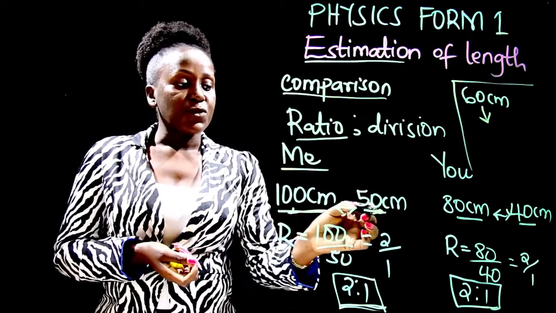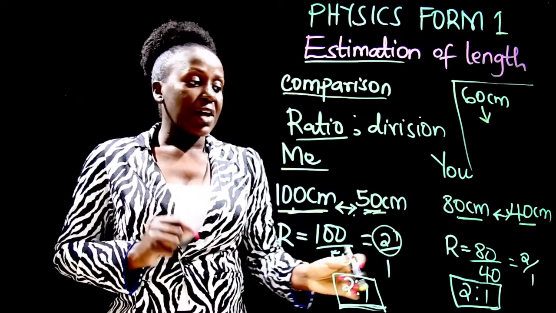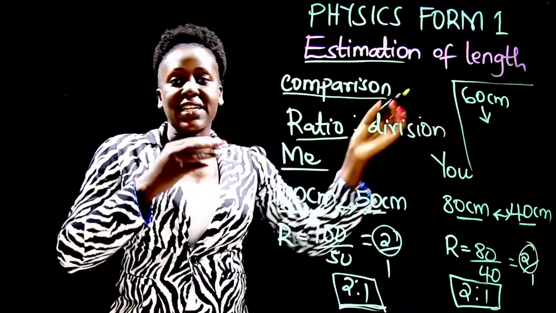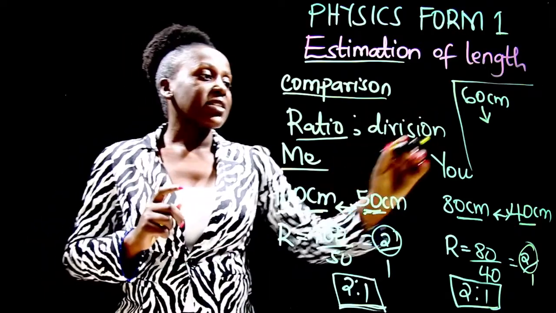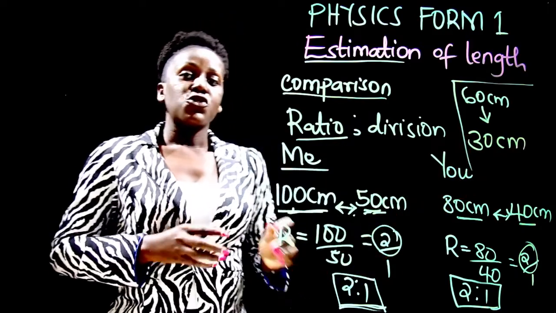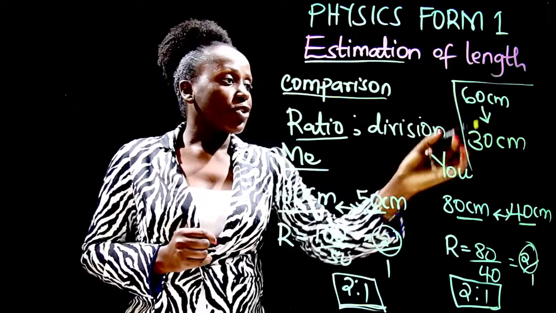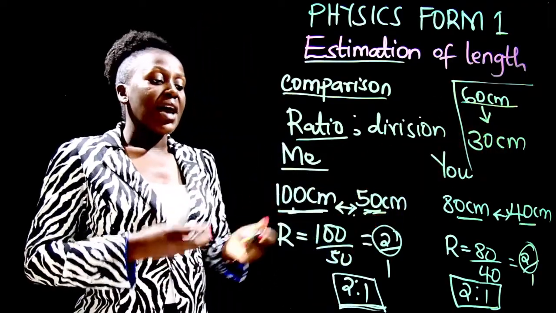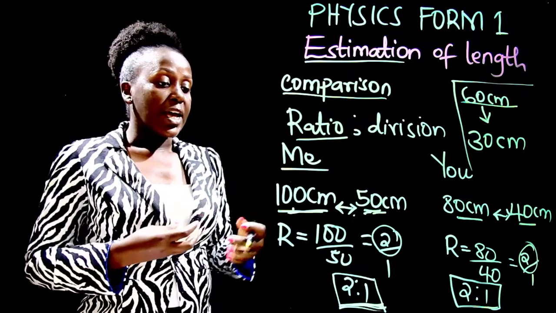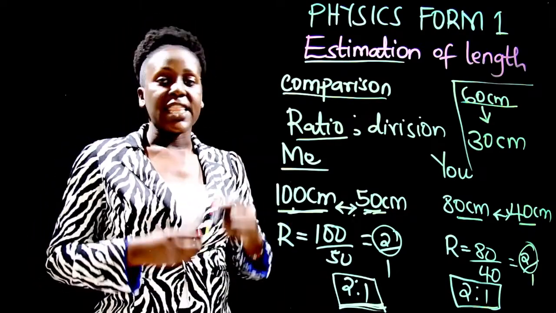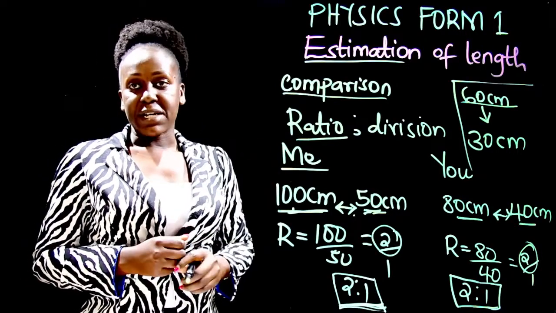So you realize there is a pattern. From 100 centimeters to 50, we divide by 2. From 80 centimeters to 40, we divide by 2. From 60 to the length of the shadow, we divide by 2. So 60 divided by 2 is 30 centimeters. So you will notice that for us to be able to estimate the shadow of this person, we had to compare that to the information we got when we were looking at our lengths and the lengths of the shadows. So now we are going to do a more elaborate question to understand this better.